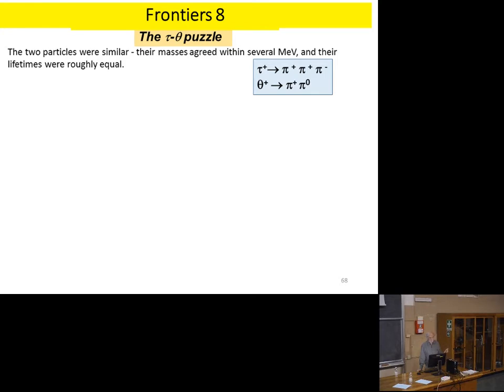But for some reason, they were distinguished because one of them decayed into 3 pions, and the other one decayed into a pi plus and pi zero. And so that was a puzzle. Is it one particle? Is it two different particles? Before we knew, because their mass was the same, they just were given two different names, the tau and theta, and we had what we called the tau theta puzzle, using the label there.